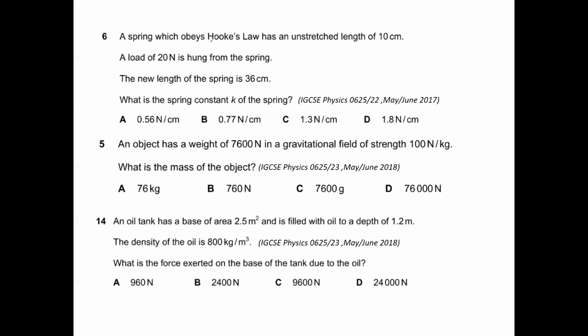For this one, a spring which obeys Hooke's law has an unstretched length of 10 centimeter, and then a load of 20 Newton, and then the new length of the spring is 36, and they ask the spring constant of the spring. So this one we use Hooke's law. The formula is F equals K times X. So the force is 20, the load is 20, and K, the spring constant, is what we want to find. X here is the extension. So the new length we minus the unstretched length. So 36 minus 10.